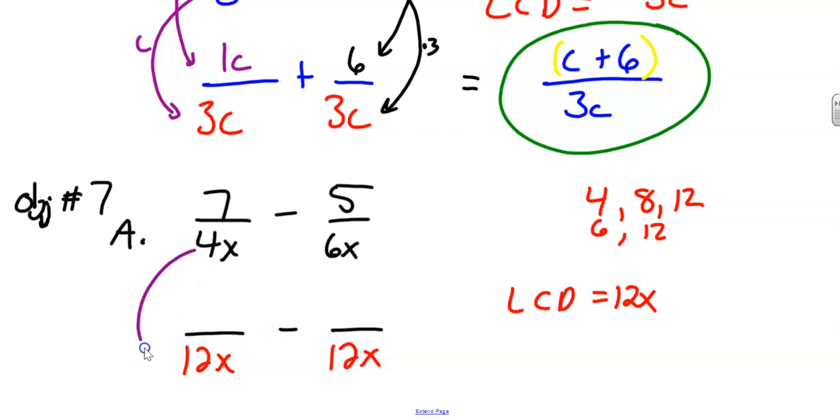Okay, so from this, to get from 4 to 12, we multiply by 3. And again, whatever we do on the bottom, we'll do the same thing on the top. So we'll do 3 times 7 to make that 21. Okay, so from this one, 6x to 12x, we multiply by 2. Do the same thing on top. 5 times 2 is 10.